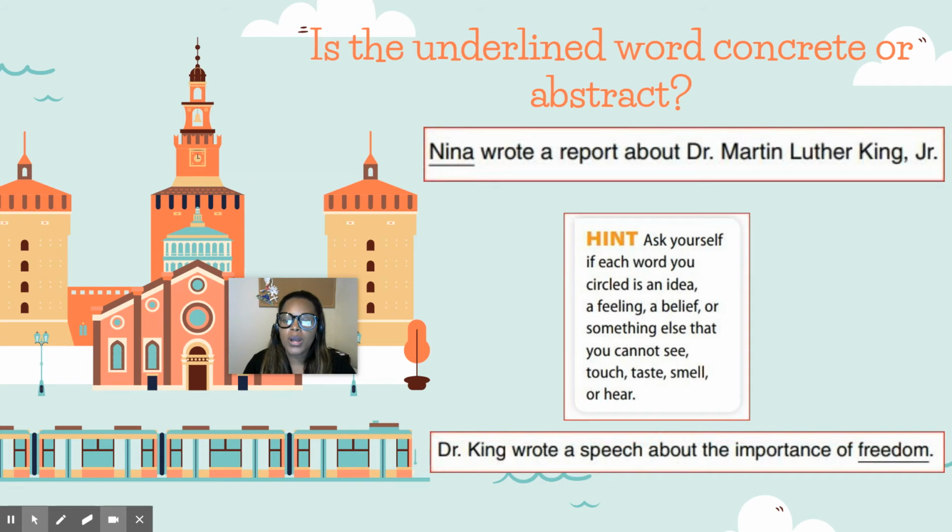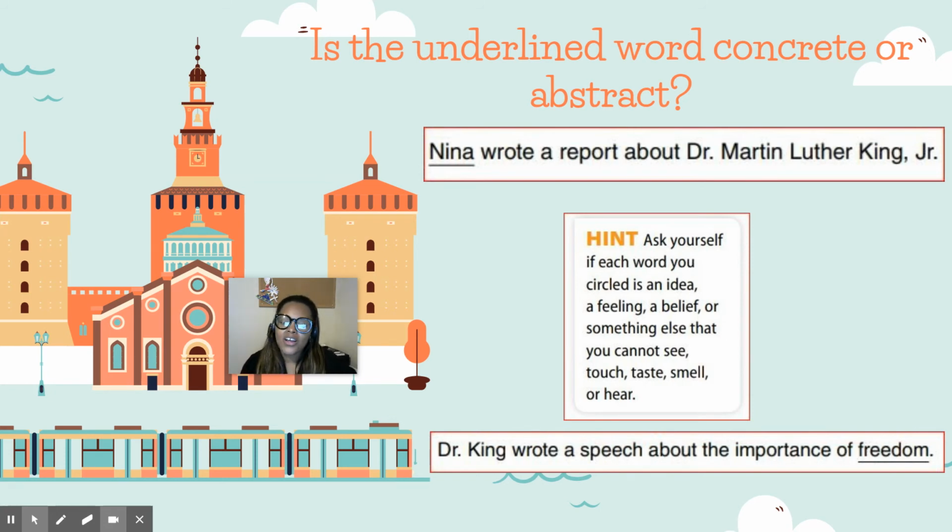So let's look at our first sentence. Nina wrote a report about Dr. Martin Luther King Jr. Nina is underlined. Is Nina concrete or is she abstract? She is concrete. We can go talk to Nina. We can shake her hand. We can ask her how she feels about Dr. Martin Luther King. Her report is concrete. The name of the report would be a concrete noun.